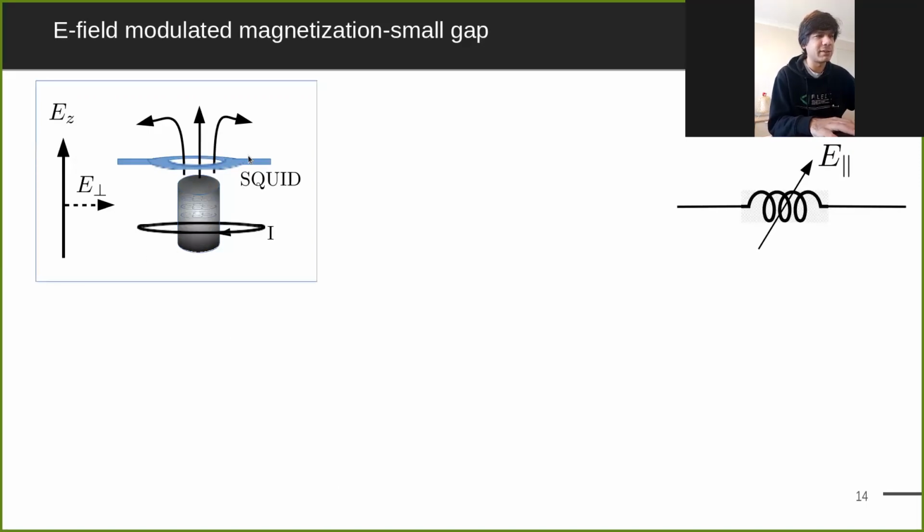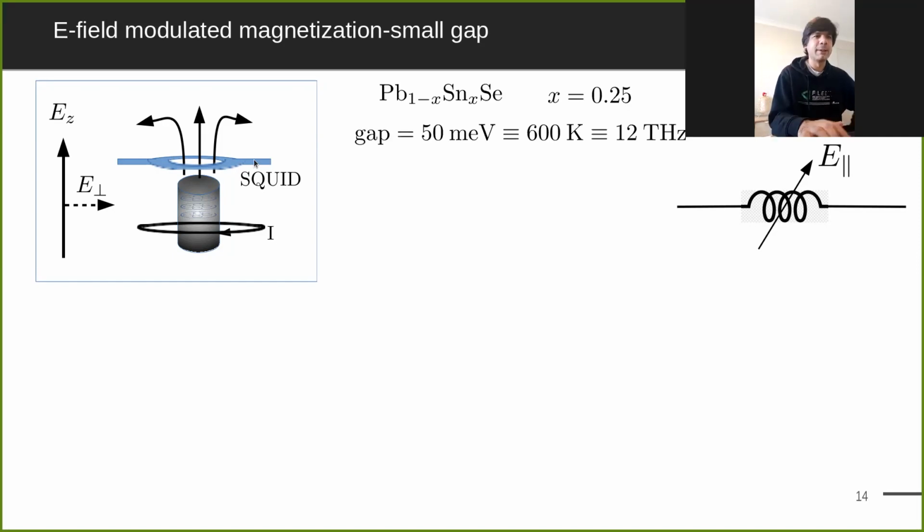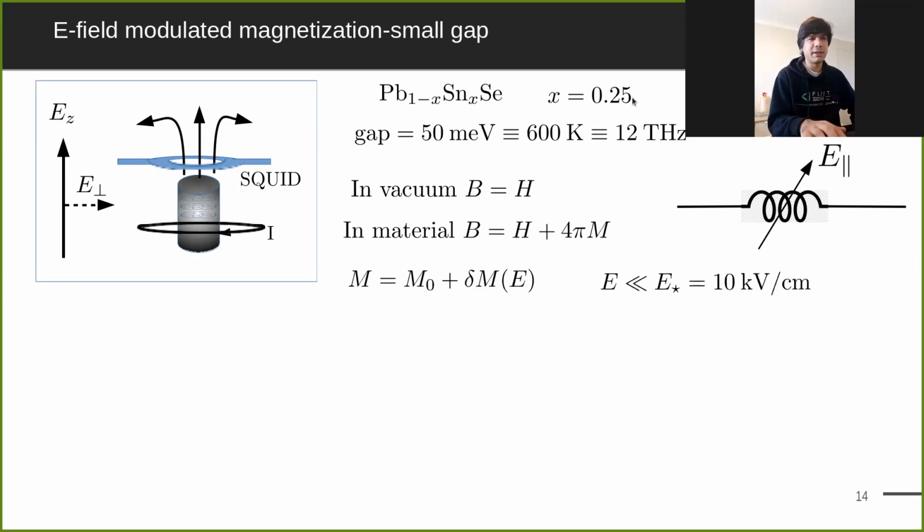the magnetization registered by the SQUID should change. And this is a sizable effect. So let's give an example again. I'm going to take this material called lead tin selenide. This alloy structure is a topological insulator at a substitution ratio of about 25%. The gap is 50 milli-electron volts.